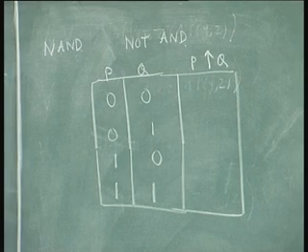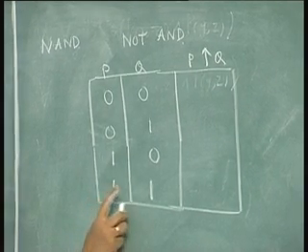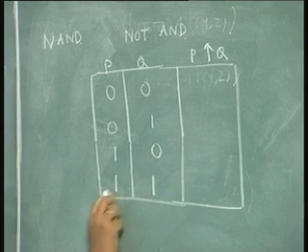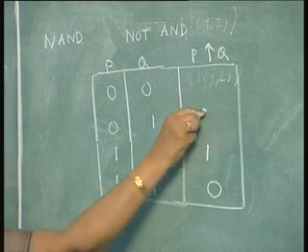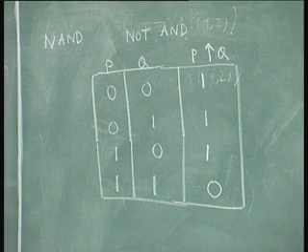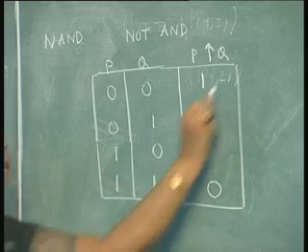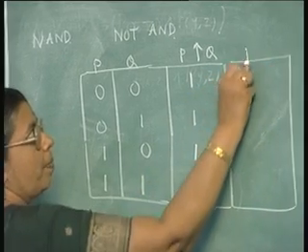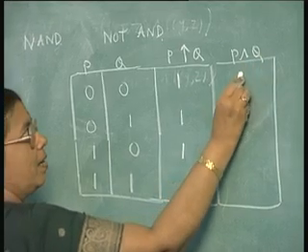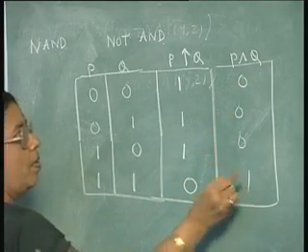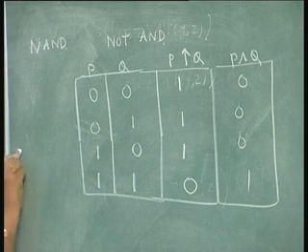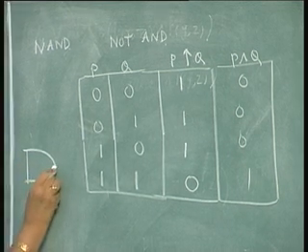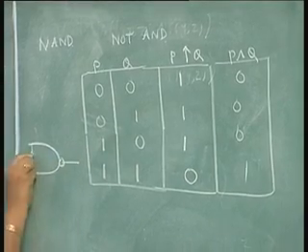In the case of AND, P and Q will be 1 in this case. So, not AND will be 0 here. In the other cases it will be 1. So, it is complementary to the AND table. This is represented by a gate of this form.